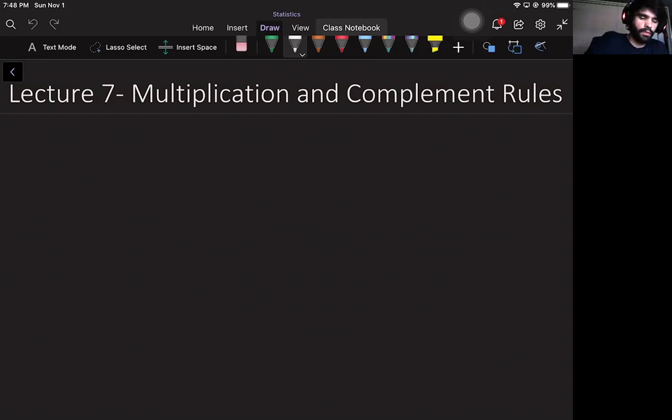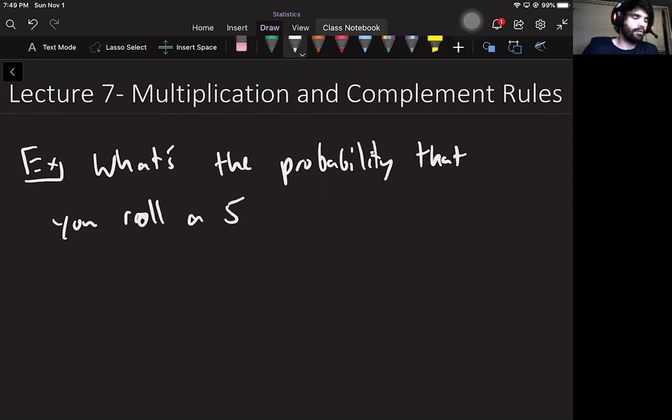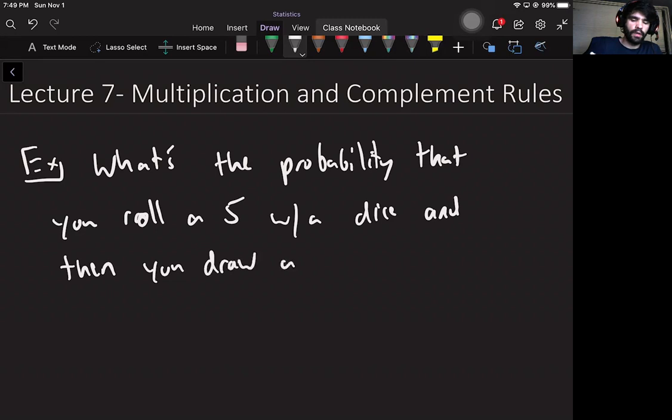Okay, so we will introduce this stuff with a question, which is different than the types of probability questions we have looked at so far. Okay, so here it is. What's the probability that if you roll a dice, you roll a 5 with a dice, and then so you do two things. You roll a 5 with a dice, and then you draw, I don't know, a spade from a deck.